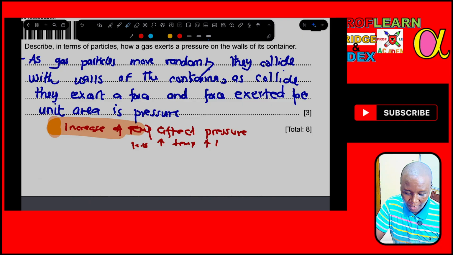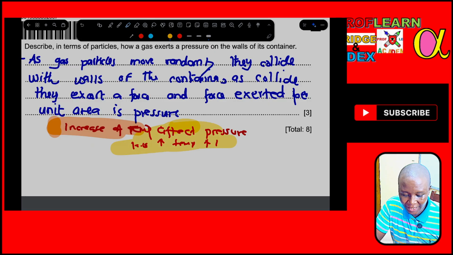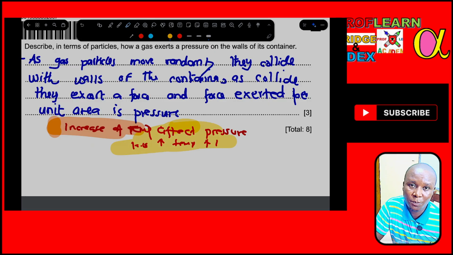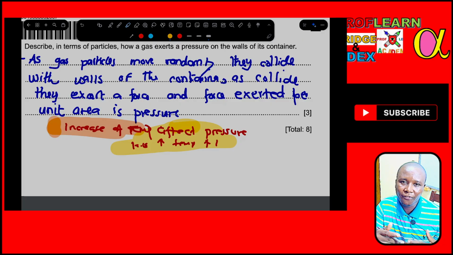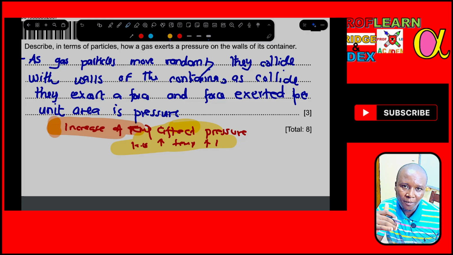You can also be asked, how does an increase in temperature affect pressure? In such a case, you look at it from the perspective that an increase in temperature increases the kinetic energy of the molecules. Then they move faster and collide more with the walls of the container. Once they collide more, they exert a greater force, hence increasing pressure. So increase in temperature increases pressure because the kinetic energy of the molecules increases.